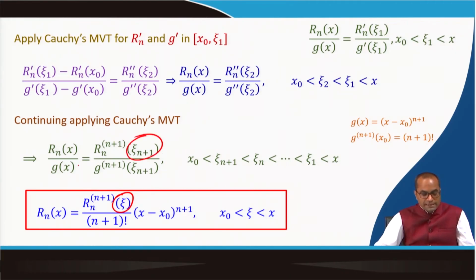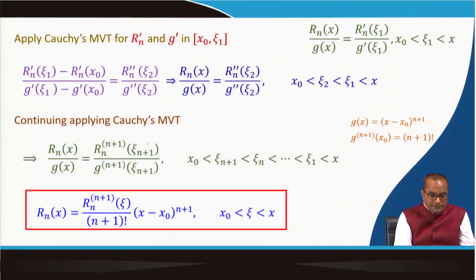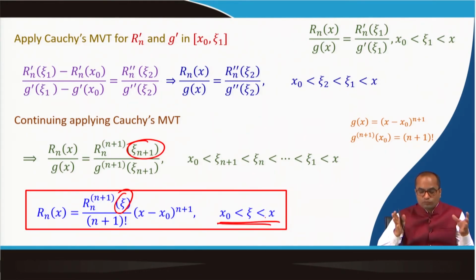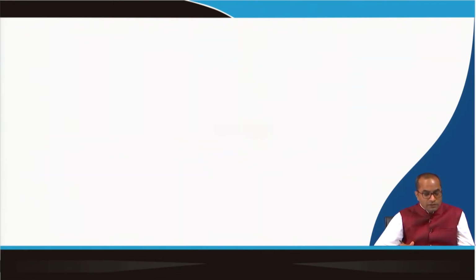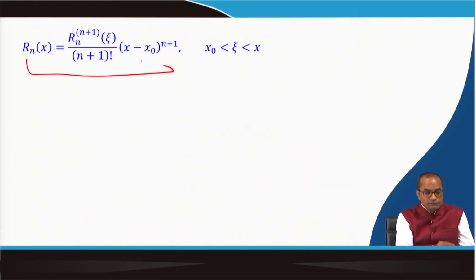replaced for this xi_(n+1) is somewhere between x0 and xn, because all these xi's here were between x0 and xn. So here, just for simplicity, instead of saying xi_(n+1), we use xi, and the restriction is that xi is somewhere in between x0 and x. Well, so we have this formula for Rn(x).